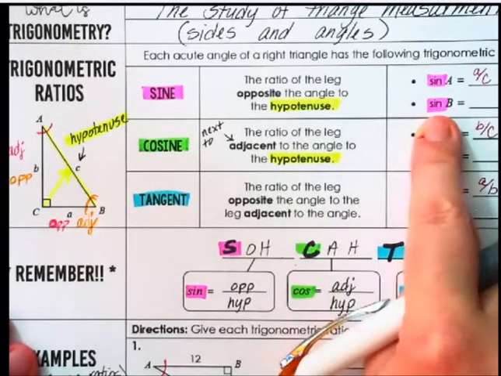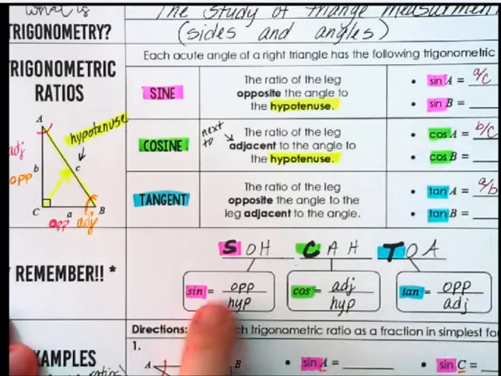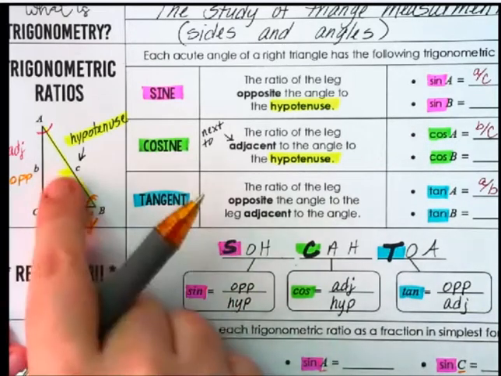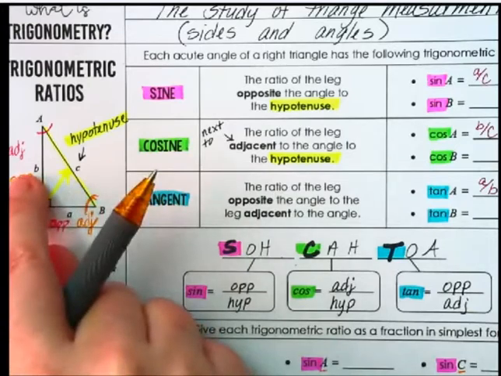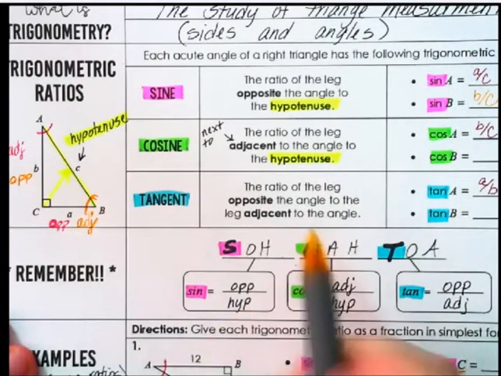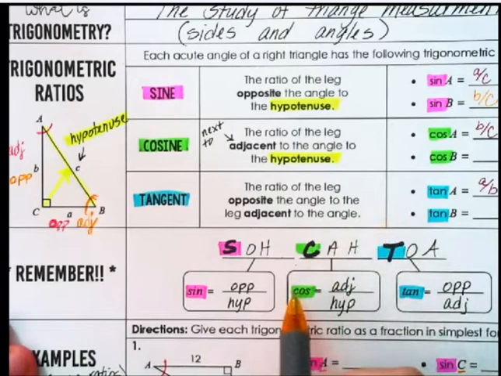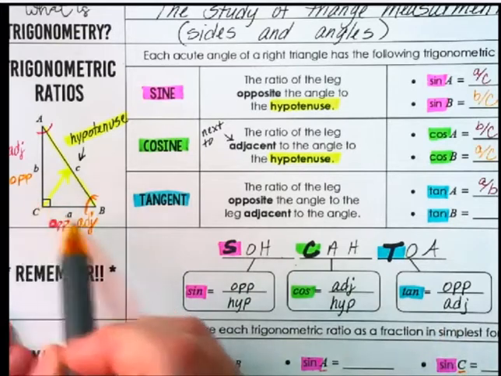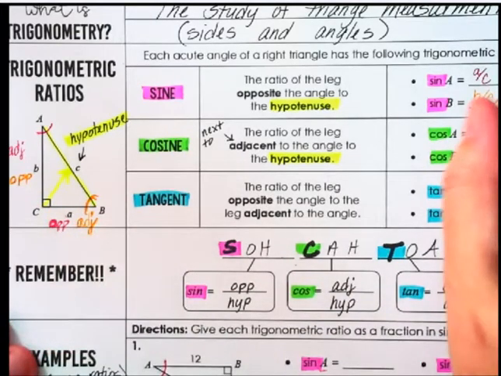So now let's go through our SOHCAHTOA again for angle B. Let's do sine of angle B. Sine is opposite over hypotenuse. So opposite is B, hypotenuse is C, so B over C. Cosine of angle B. Cosine is adjacent over hypotenuse, so A over C. And then finally tangent. Tangent is the opposite over the adjacent. So opposite is B, adjacent is A, so B over A.